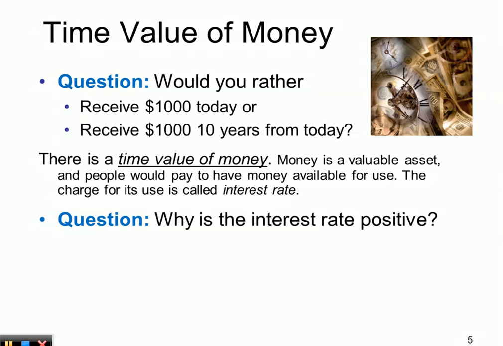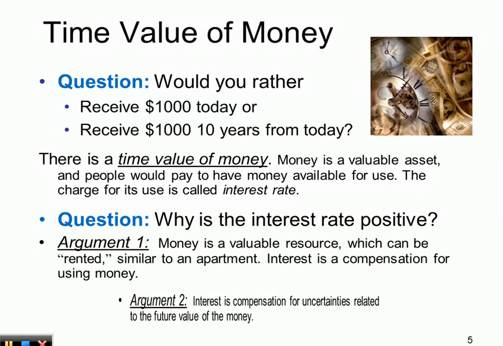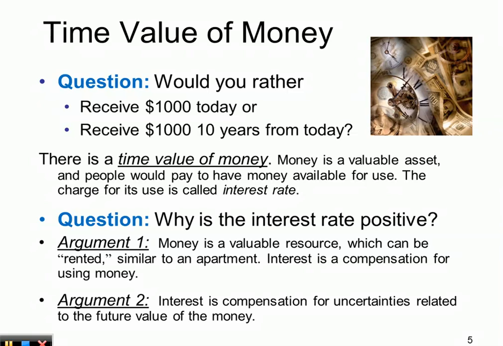So the question is, why is the interest rate positive? Well, there are different arguments. First argument is that money is a valuable resource which can be rented, similar to an apartment. Interest is a compensation for using money. There's another argument. Interest is compensation for uncertainties related to the future value of the money.